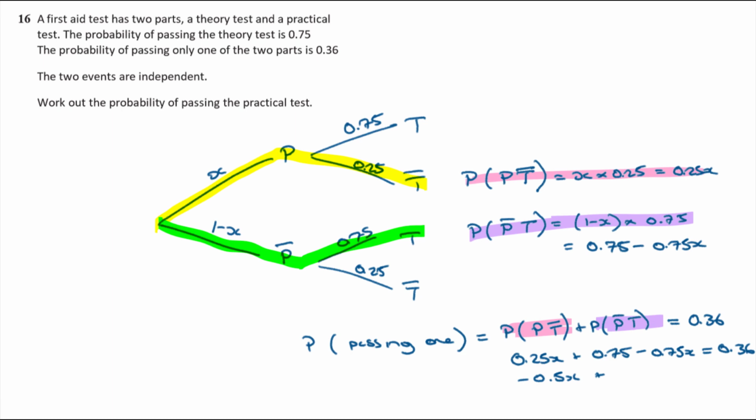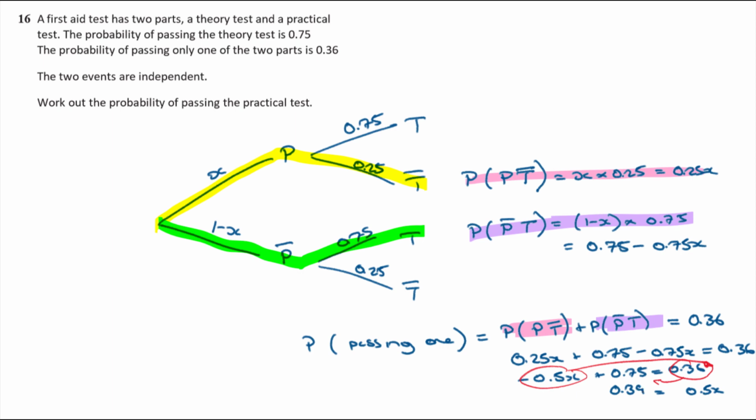plus 0.75 is equal to 0.36. I think I'm going to collect the x's on the opposite side to make it positive. So I'm going to move that one over there, it's going to become positive, and I'm going to subtract this, move it this side, collecting the numbers on the left and the x's on the right. So that's going to give me 0.5x is equal to 0.75 minus 0.36, which is, what's that, 0.69, 0.39, isn't it? So that's equal to 0.39.